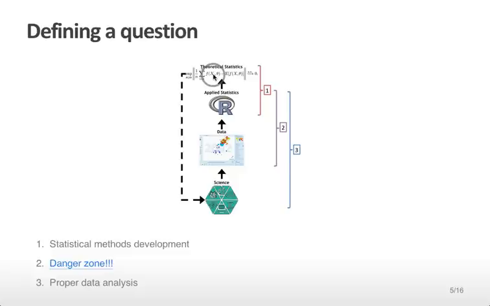Combining just applied statistics and theoretical statistics or mathematics leads to statistical methods development. That's not what we'll be covering in this class. Combining data plus applied statistics, but without any knowledge of a scientific question or a business application, is the danger zone. This is where you can be led astray because you aren't grounded in a concrete concept or a particular analysis that you want to address.